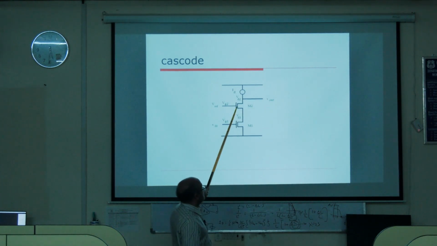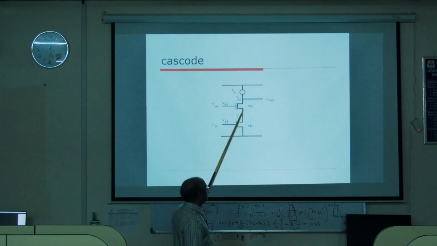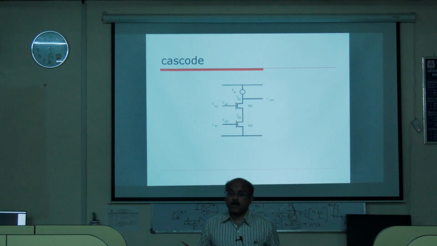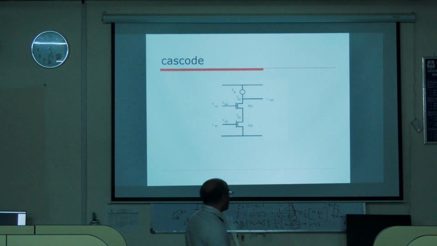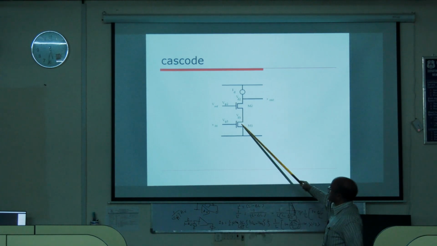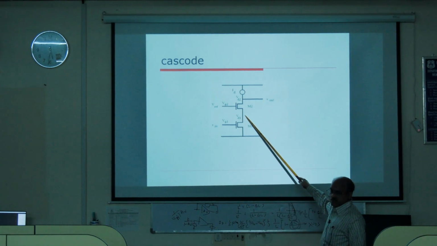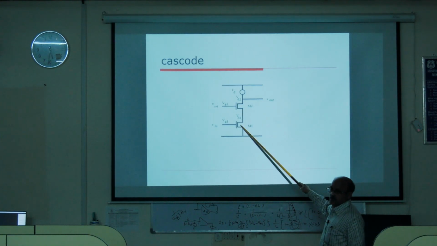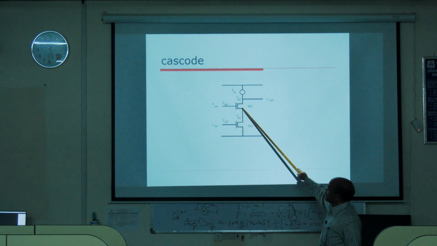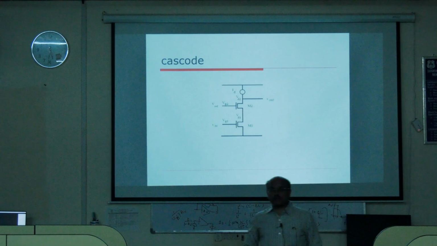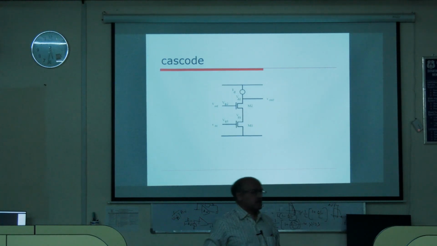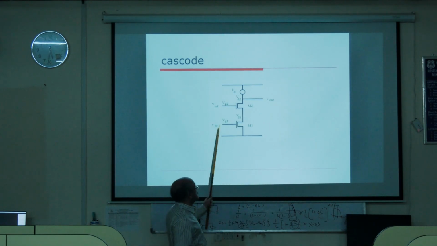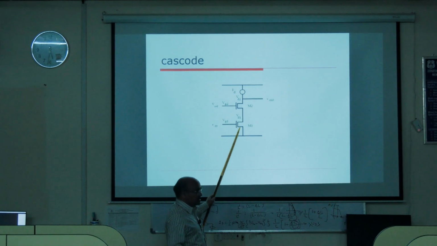Not only that, also you can see the bulk of this transistor is at ground, the source is not at ground. Therefore, there exists a body bias effect. Because of the body bias effect, as the source voltage of this transistor, or drain voltage of the other transistor, changes, suppose it increases, then what happens? VBS becomes more negative. When VBS becomes more negative, then the threshold voltage becomes more. When threshold becomes more, current becomes less. So again the same story.